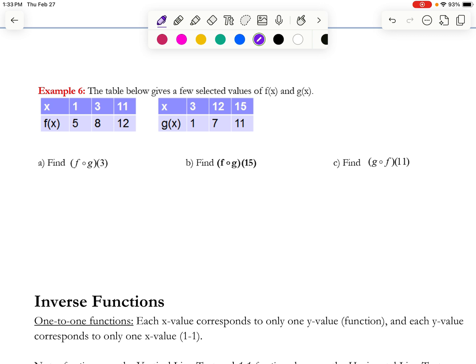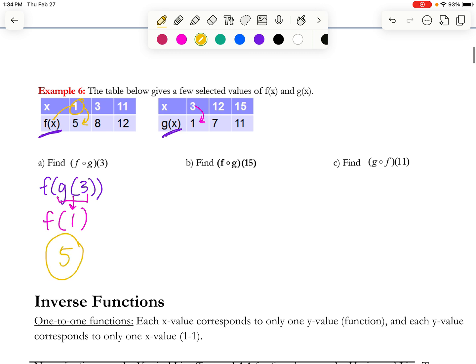So looking at a table, we have a table of values f of x and a table of values g of x. It says find f of g of 3. I always recommend rewriting f of g of 3. So inside g of 3, we can evaluate that. When x is 3, what is g of x? G of 3 is 1, so you replace it. And then we find what's f of 1. When x is 1, f of x is 5.